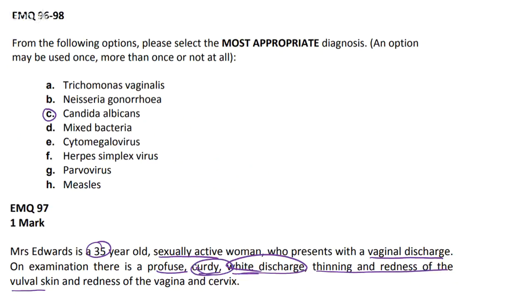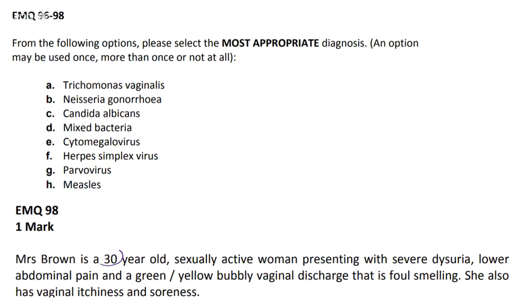With this, white discharge, okay? Curdy as well. So all classical descriptions. 30 years old, she presents with severe dysuria. What would you think about for severe dysuria just before we go on? Yeah, okay, good. Lower abdominal pain and a green, yellow, bubbly vaginal discharge that is foul smelling. What do you think she has? What would be your other differential?